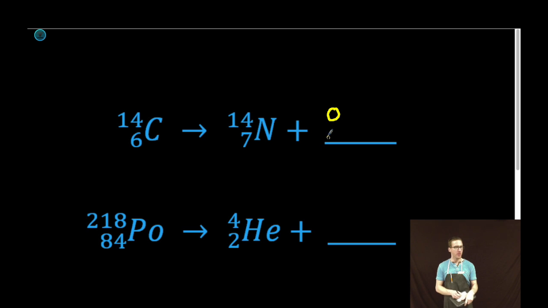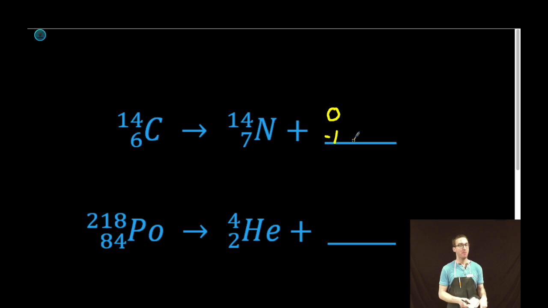Now, what number plus 7 gives me 6? Answer, -1. What type of decay has 0 mass and essentially a charge of -1? That's right, a beta particle.